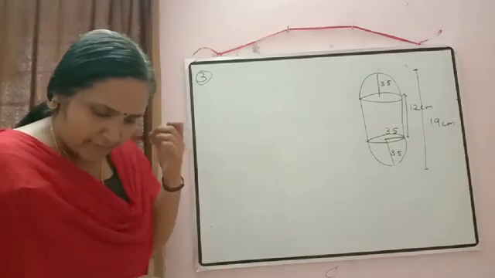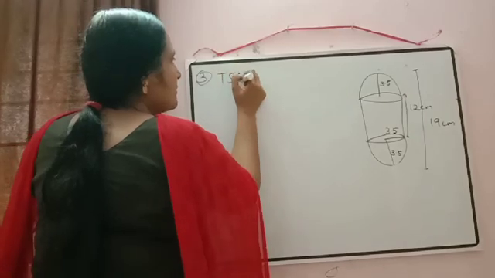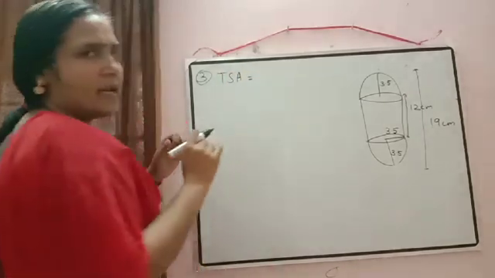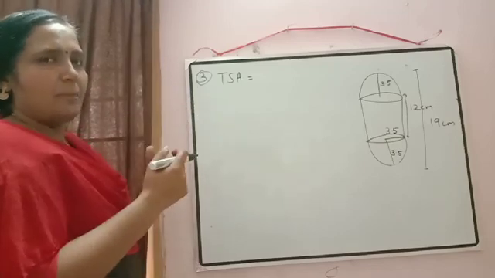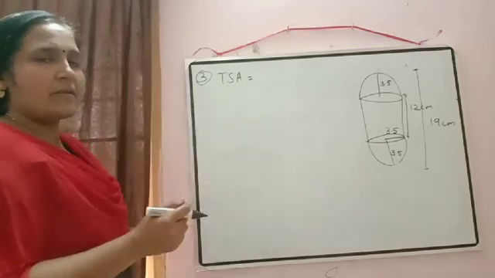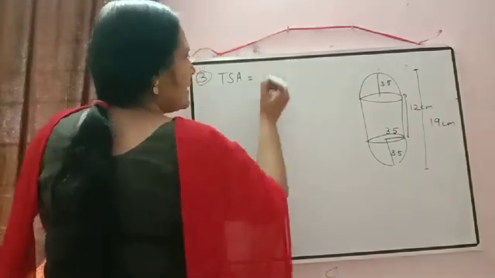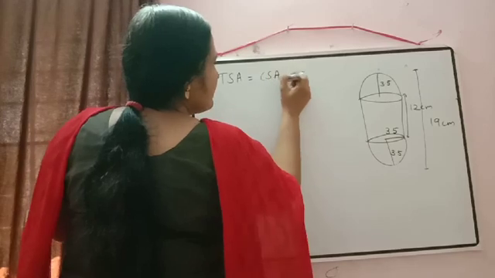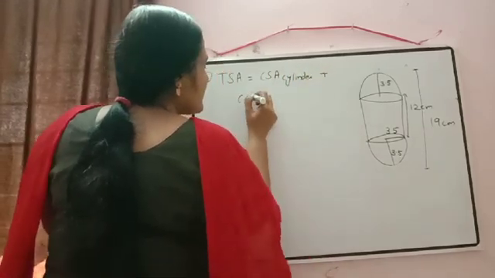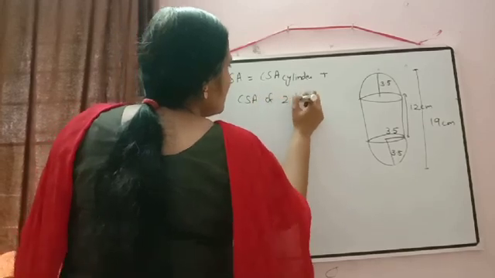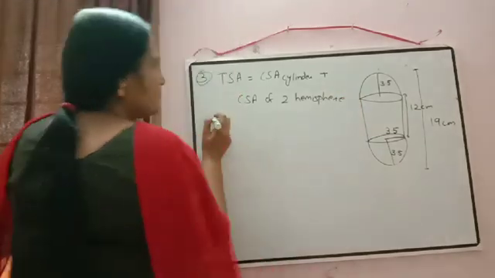Now if it is written find the total surface area, it doesn't mean that you have to calculate the total surface area of the solid separately. You just join and then check which area you have to paint. Accordingly only you have to calculate the surface area. So write down there, total surface area is equal to curved surface area of cylinder plus curved surface area of two hemispheres.